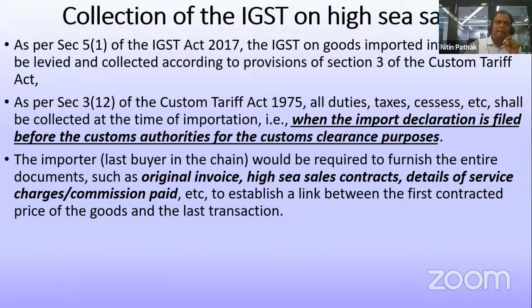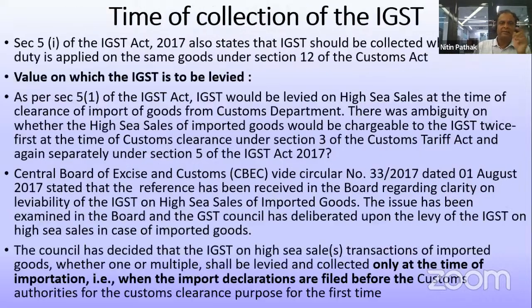What are the other documents you need to provide at the time of import? The importer will be required to furnish the entire set of documents: the original invoice, high seas sales details, details of service charges paid or commission paid, and all intermediate transactions from the first contract till the last transaction. Then tax will be taken on the last transaction, and the high seas sales would not be taxable.